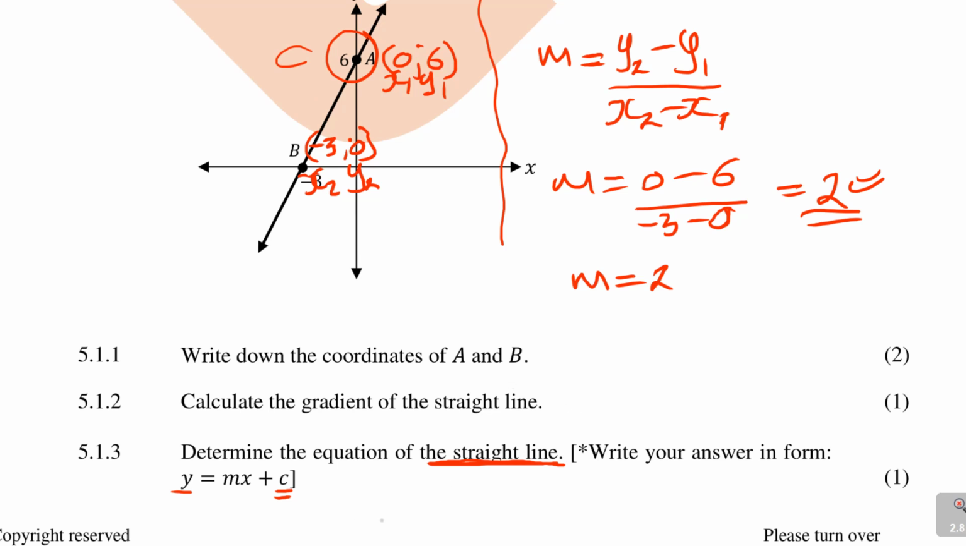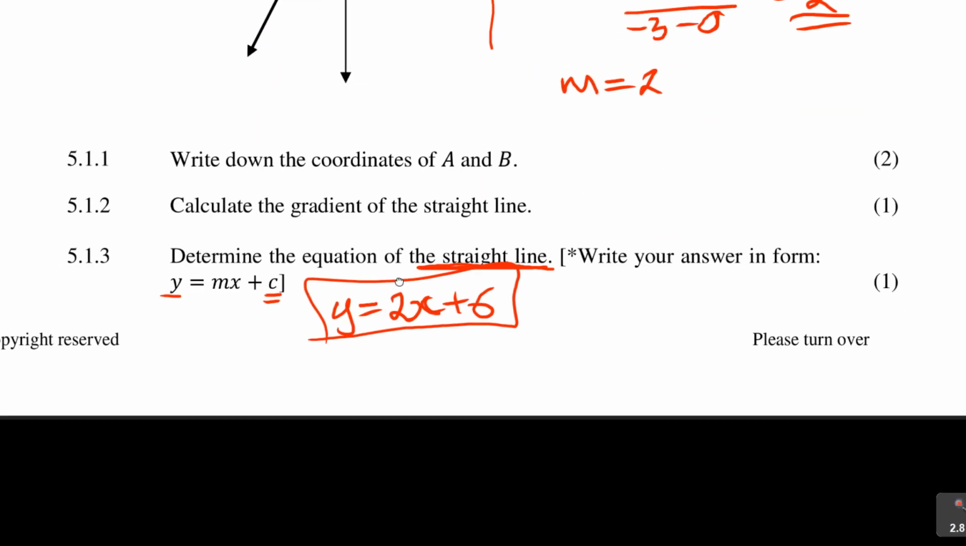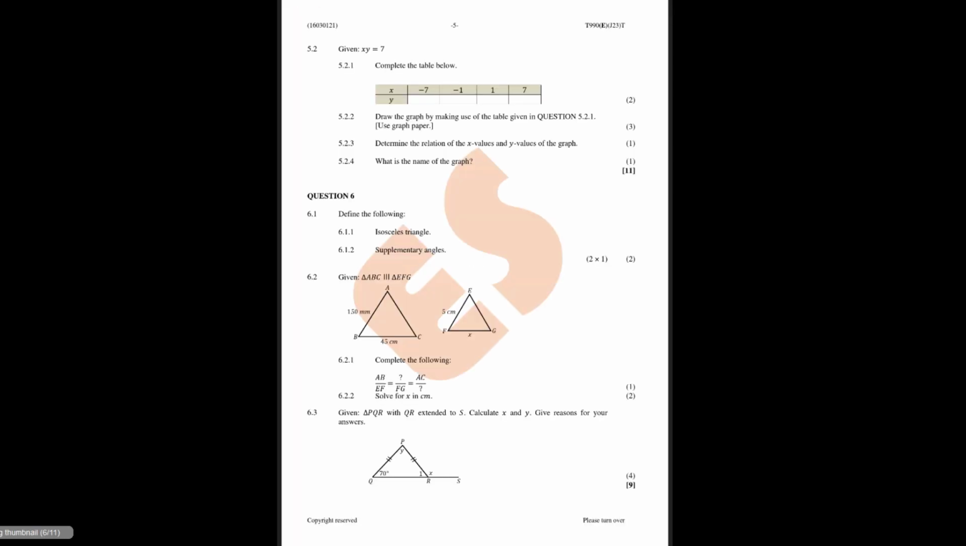So then the answer is going to be Y is equal to, sorry, not M, 2X plus 6, because Y and X must always remain. Yes. Are you with me? So that was that one for the graphs they brought in. Let's see if there is something else.